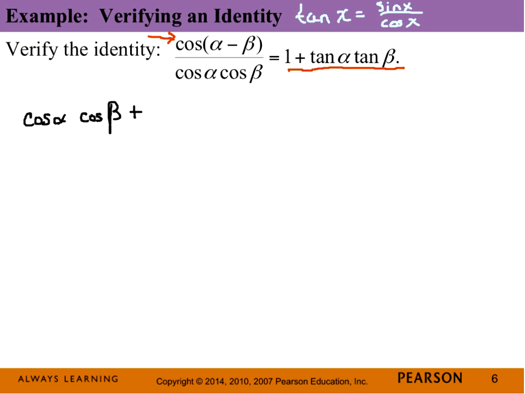So cosine of alpha times the cosine of beta plus the sine of alpha times the sine of beta, and that's all being divided by the cosine of alpha times the cosine of beta.